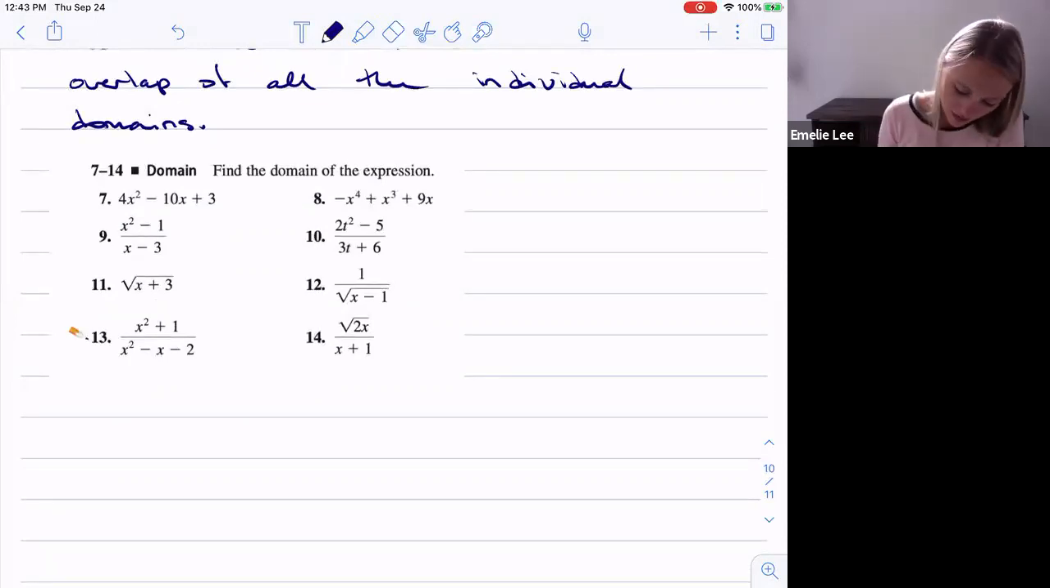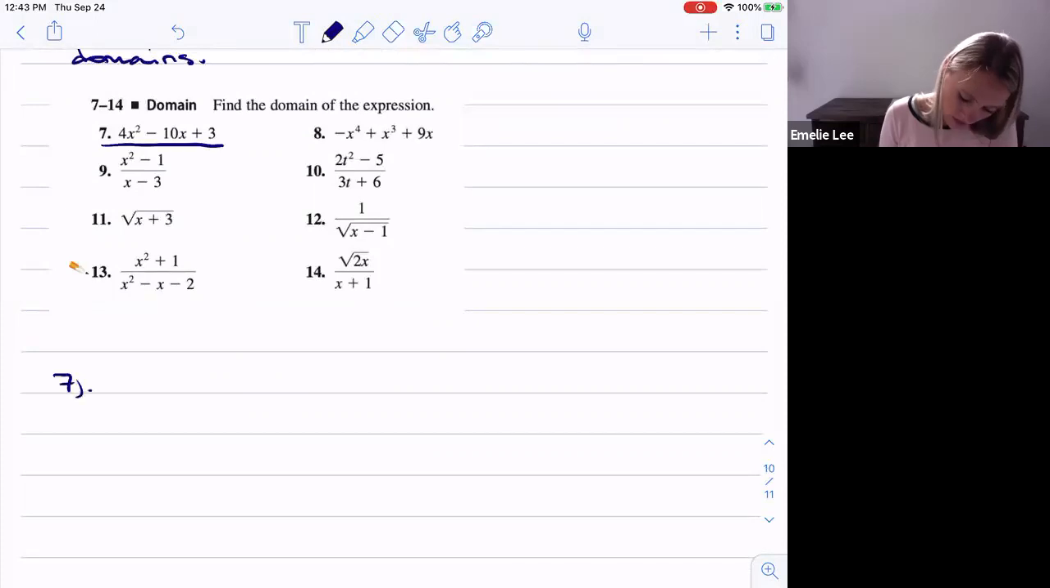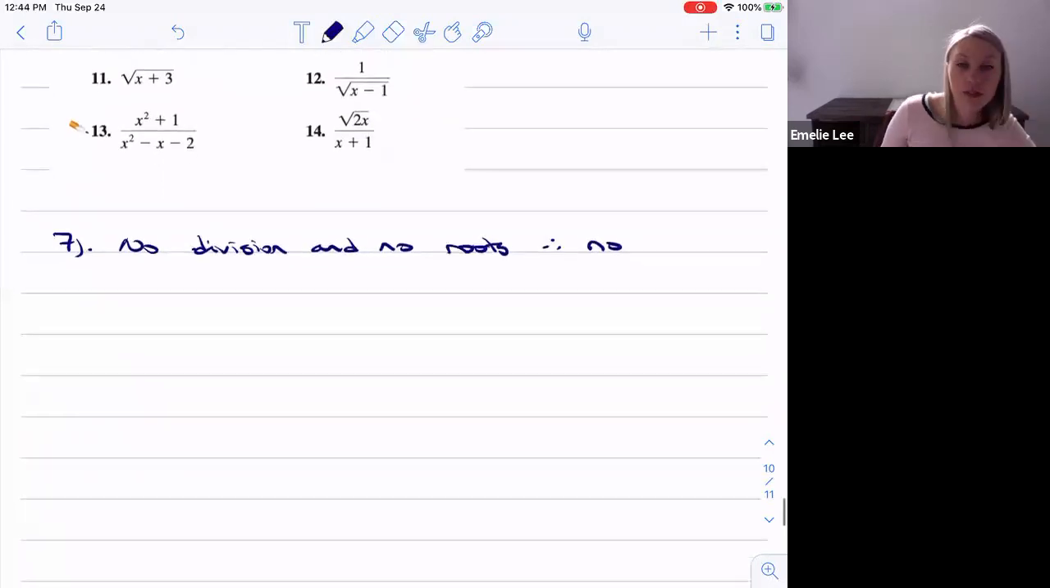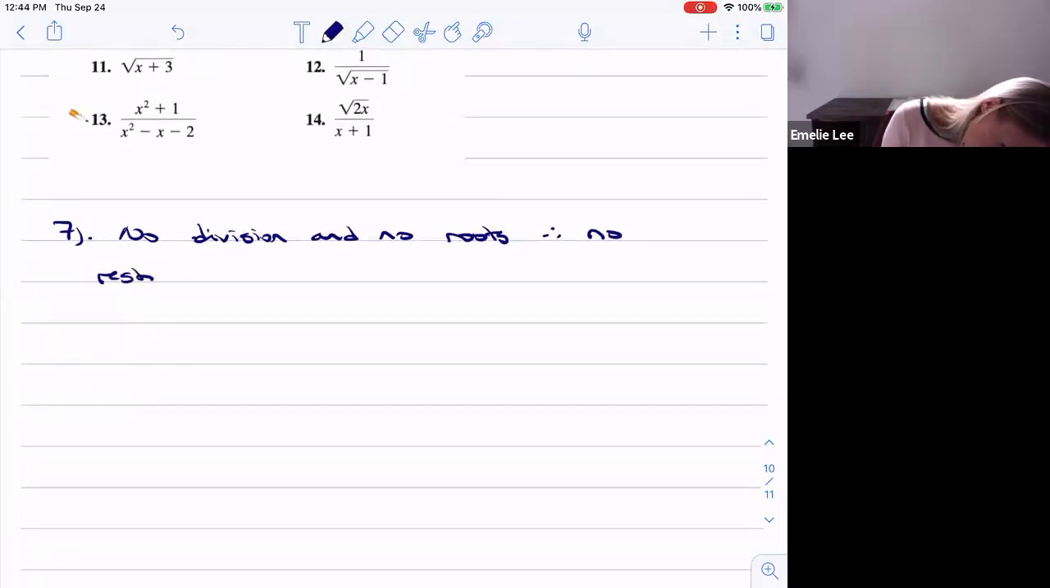So if we kind of go through, we'll start with 7. Well, there are no restrictions on 7. The reason is there's no division, right? There's no division happening, so there's no restrictions there, and there's also no square roots. No division and no roots, therefore no restrictions on the domain.